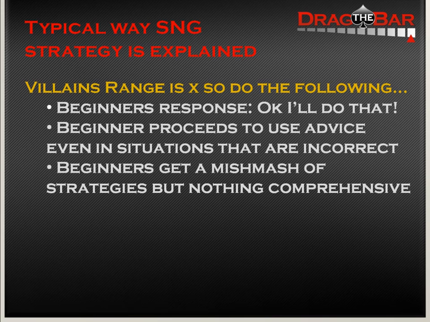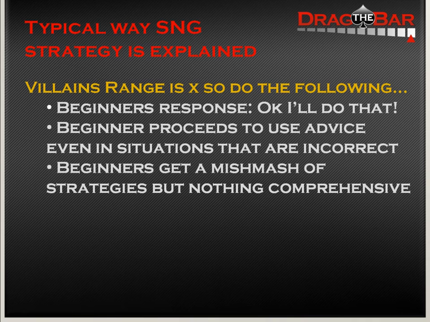So typically, the way that I see sit and go strategy explained is that a well-respected and good player will say something along the lines of, I believe that villain's range is X, and so I'll respond by doing the following. And we said in the previous couple slides that this is a very hard thing for a beginner to really understand. So the beginner gets some advice on the forums and basically says, yes, in this situation, I will do exactly what this well-respected player is telling me to do. And then the beginning player will try to incorporate that advice into their overall strategy at the games.